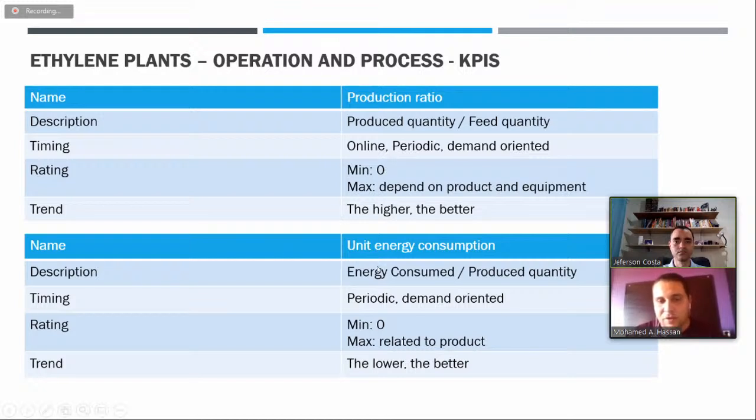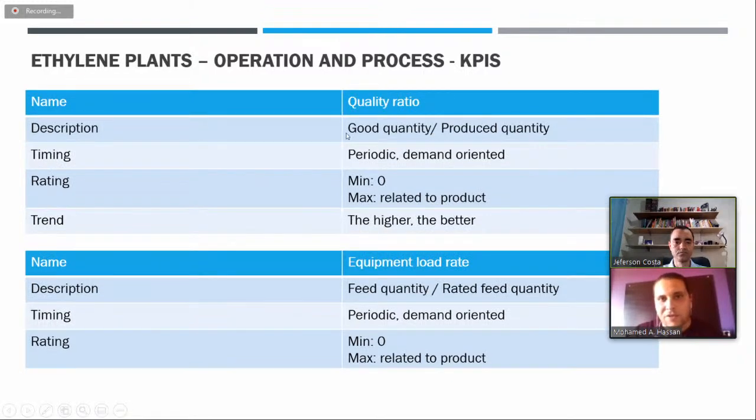Another one is the unit energy consumption, which is the energy consumed per product quantity. This is also a ratio, and here, the lower the energy consumption, the better our plant. The third one is the quality ratio, which is the good quantity over the produced quantity. This is also a ratio parameter, and the higher the quality ratio, the better the performance of the plant.